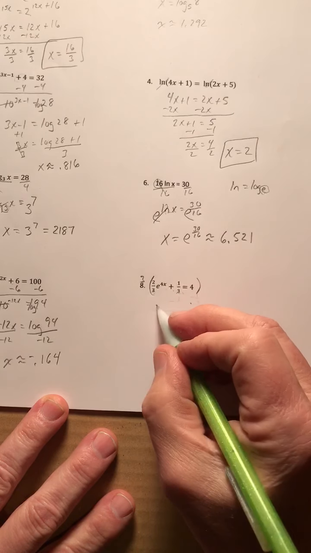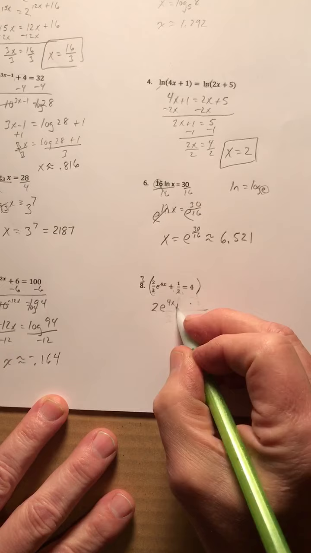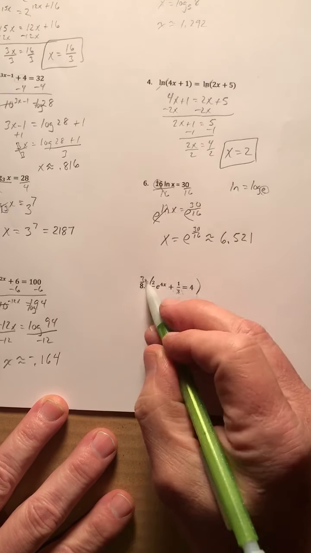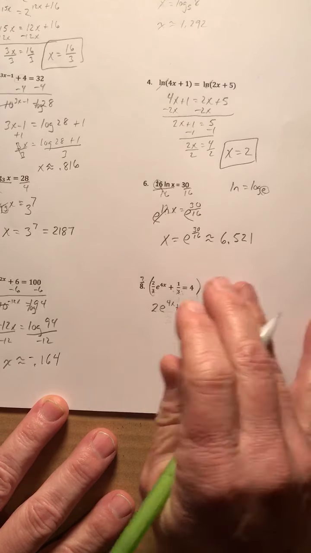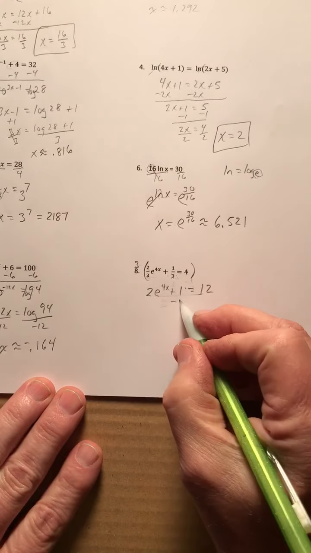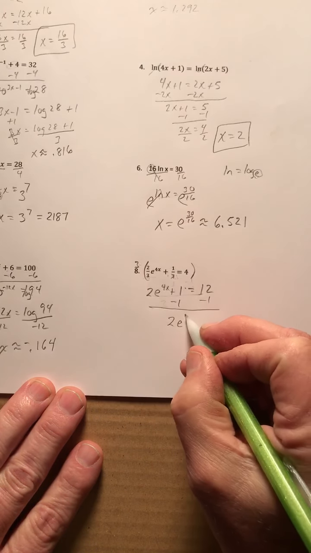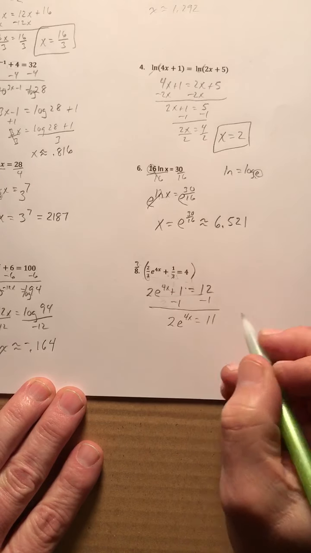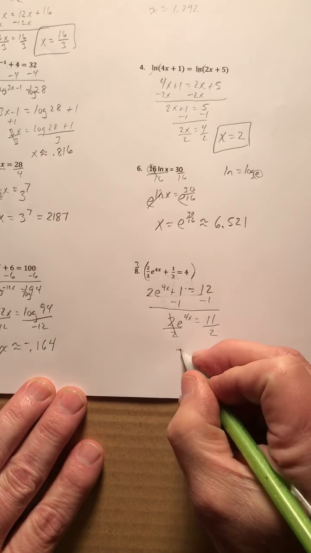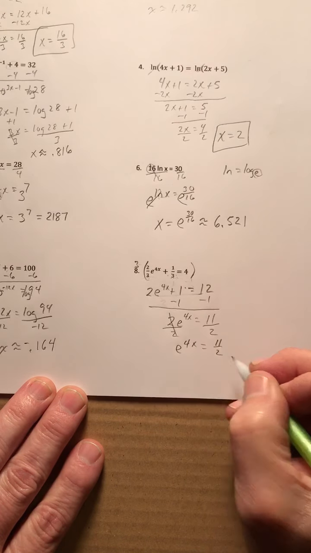They cancel out. So it leaves me with 2e to the 4x. Here the 3's cancel out. So it leaves me with 1. And then 3 times 4 is 12. And there we go. That's much better. Now I don't have any more fractions. So now I subtract 1. Subtract 1. I got 2e to the 4x equals 11. Divide by 2. Divide by 2. Cancel out. And I get e to the 4x equals 11 over 2.